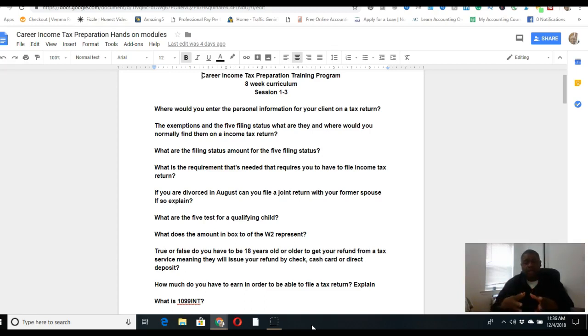So box 1 will be your gross income for the year. Box 2 is federal withholdings. Box 17 is state withholdings. So that would be the answer to that question. Box 2 would be federal withholdings.